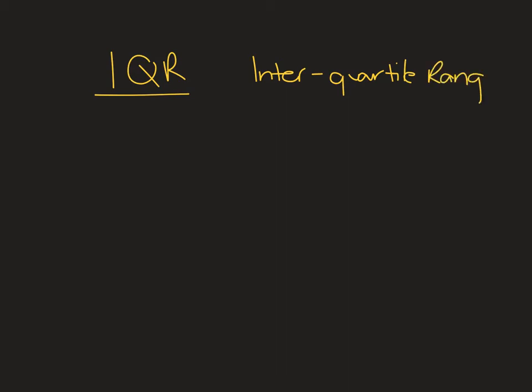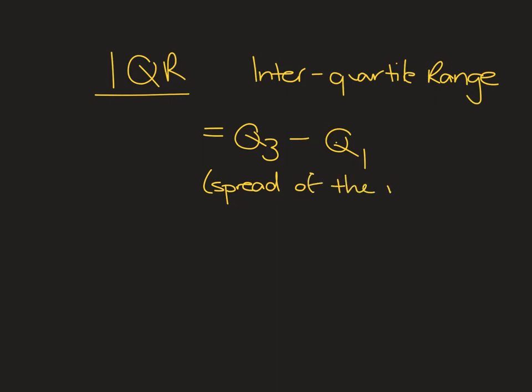Now let's have a chat about something called IQR. IQR is the interquartile range, and that is simply Q3 take Q1. So that is equal to Q3 take Q1, and that tells us about the spread of the middle 50% of data. So that will tell you the spread of the middle 50% of data.